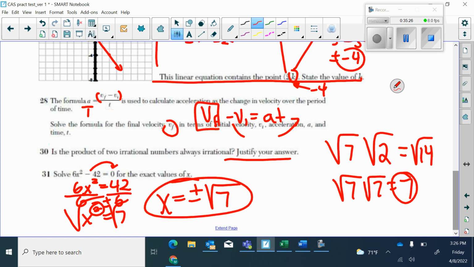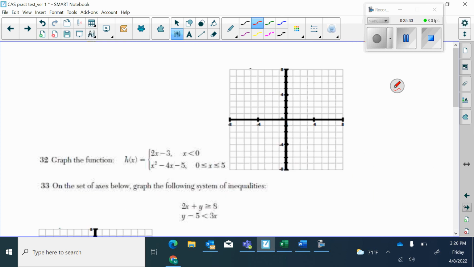Okay, so x equals plus or minus the square root of 7. Always two answers with quadratics. Even if it's the same number twice, it's still two answers.